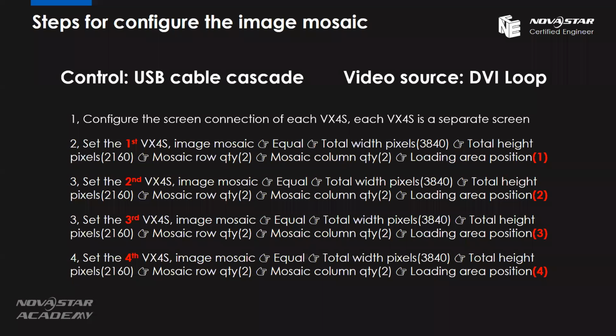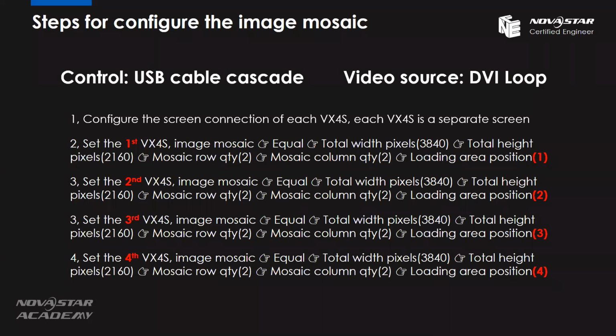So the logic is from the top left to top right, then go to the bottom left, bottom right, 1, 2, 3, 4. So we need to do it 4 times for every VX4S. So this is the system structure, and this is the software and hardware settings if we use a VX4S to splice a 4K. And you may be wondering what the advantages and disadvantages are if we compare it with the previous structure. We use a 4K splicer and we use 4 PCs with the M Control 660.